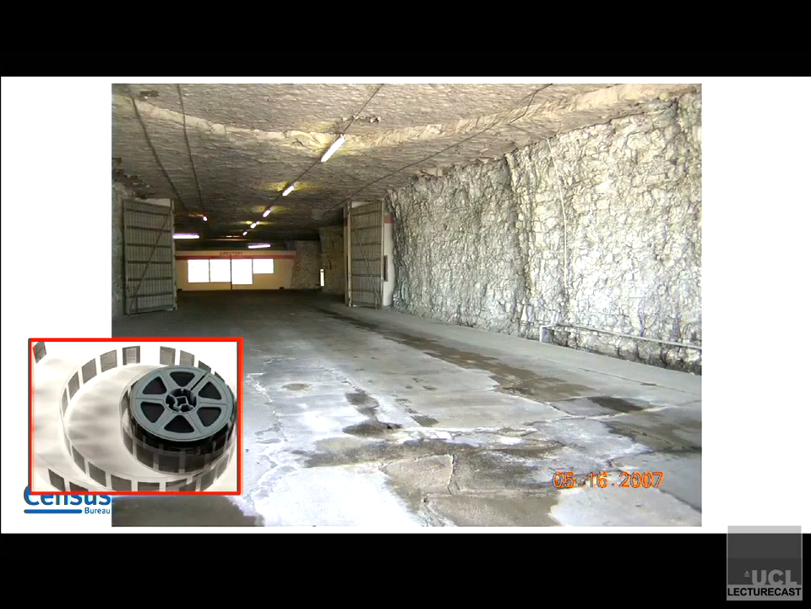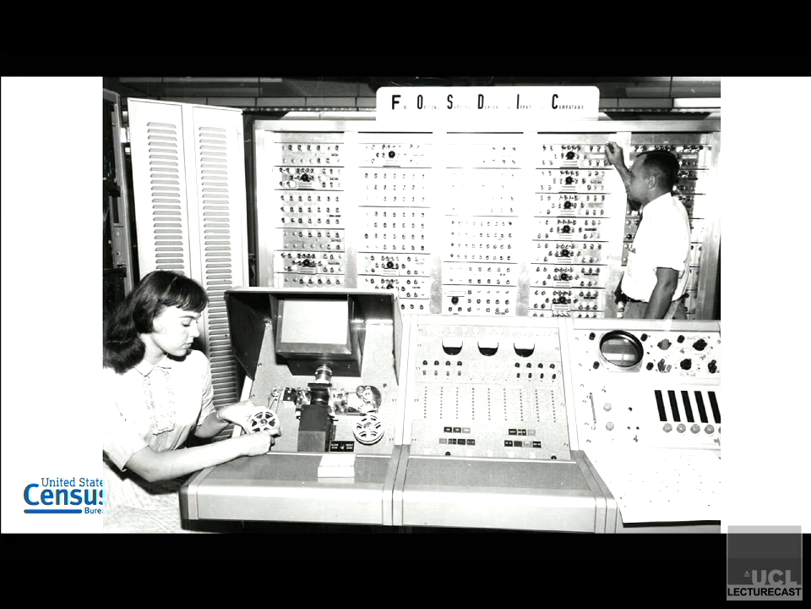Oh, so there's a microfilm. That's the inside of the cave. Look at that gate. That's where we store our stuff. This is how the microfilms were originally processed. This is the 1960 census.